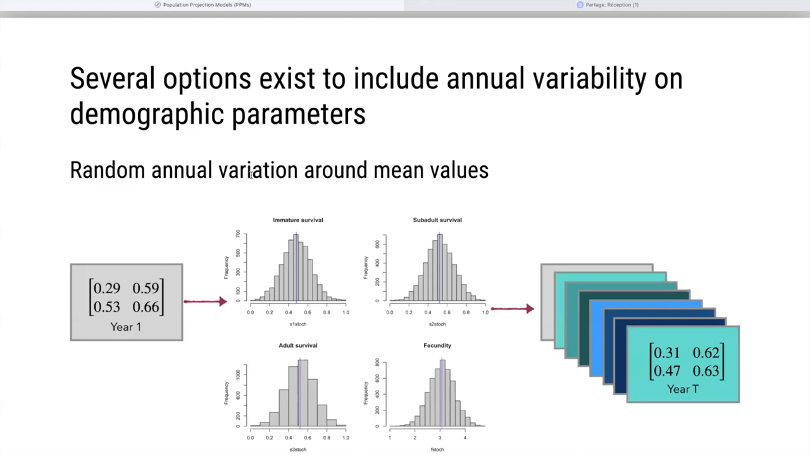One way to generate this sequence of transition matrices is to consider that there is random annual variation around the mean values of survival rate and fecundity. So the deterministic matrix that we had for the barn swallow, we can start from there and then draw numbers for the first year survival, juvenile survival, adult survival, and fecundity in a distribution with the variance estimated from the data. So each year we draw a new value and we use this value to construct the annual transition matrix. And then we can project the population using this sequence of matrices. That's one way to do it, and it works well when we know that there is random variation around mean values.